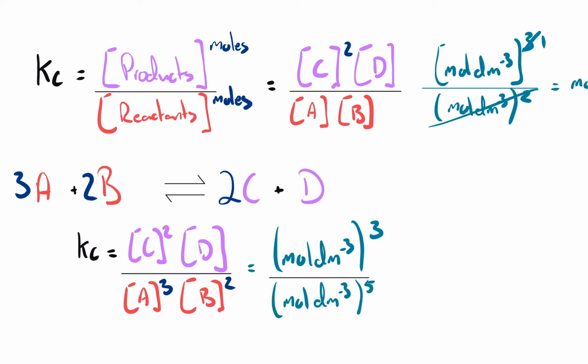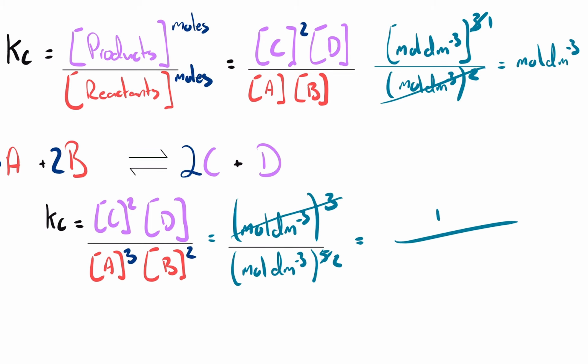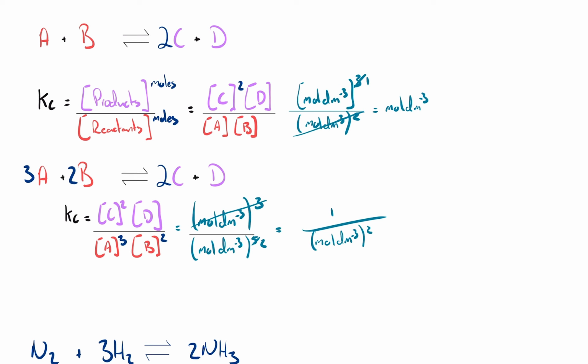So this time, again, all of these will cancel, and we're left with 2 on the bottom. Again, 5 minus 3 gives us the 2. So what we're left with is 1 over our 2 lots of mole per decimetre cubed. Got 2 lots of those.